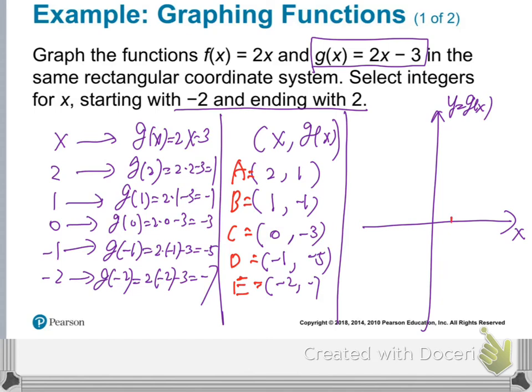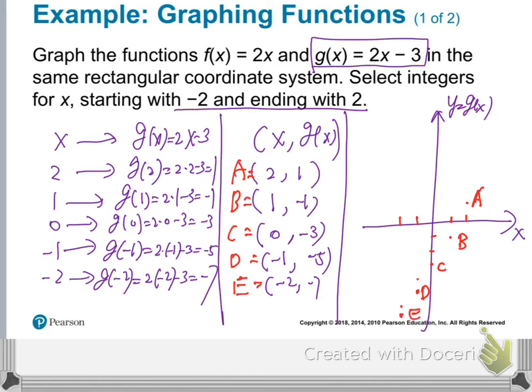Here is 2, 1. So this is A. B, 1, -1, so this is B. 0, -3. So -1, -2, -3. So here is C. -1, -5. So -1, go down 5. So 4, 5, here is D. And then -2, -7, go down 2 more. 6 and 7. So here is E.